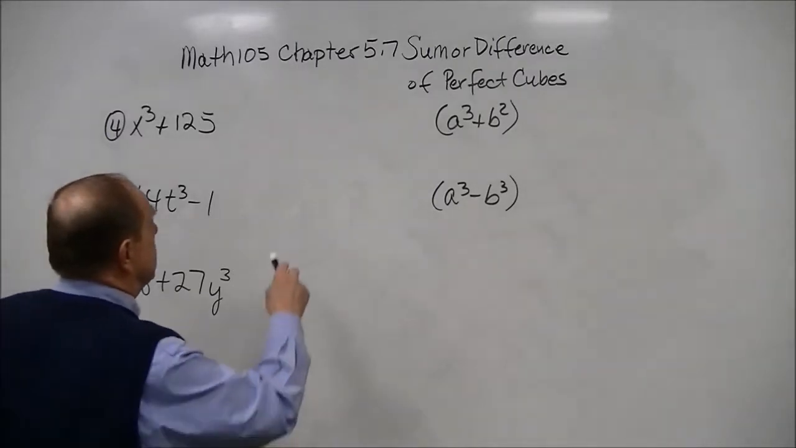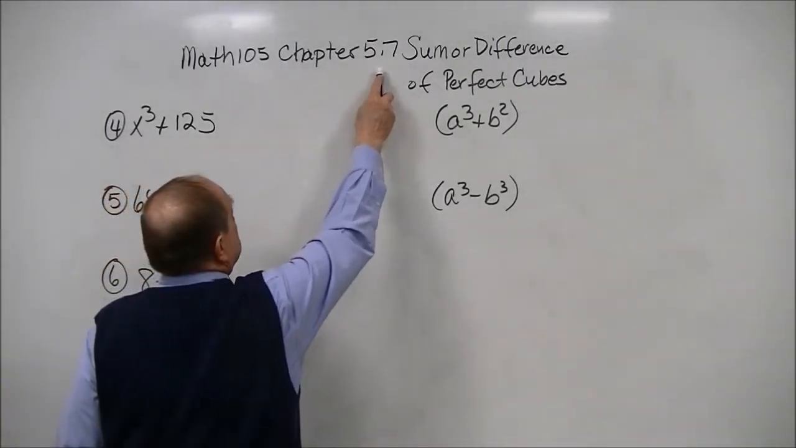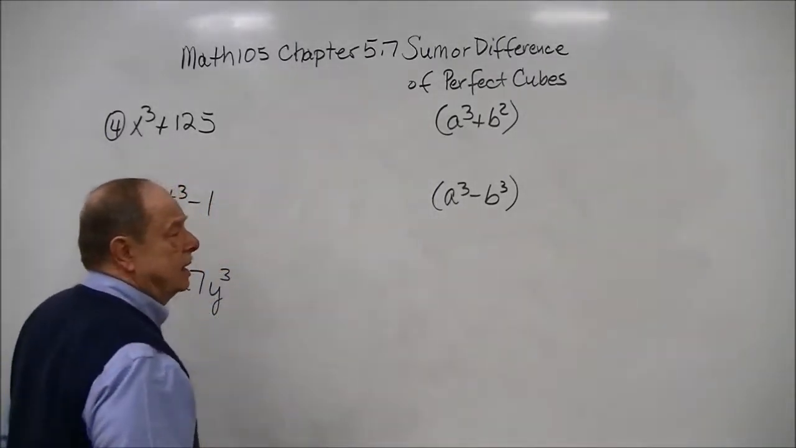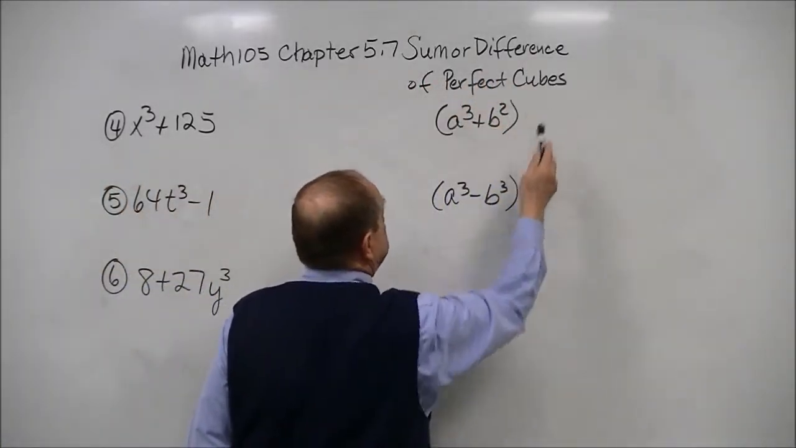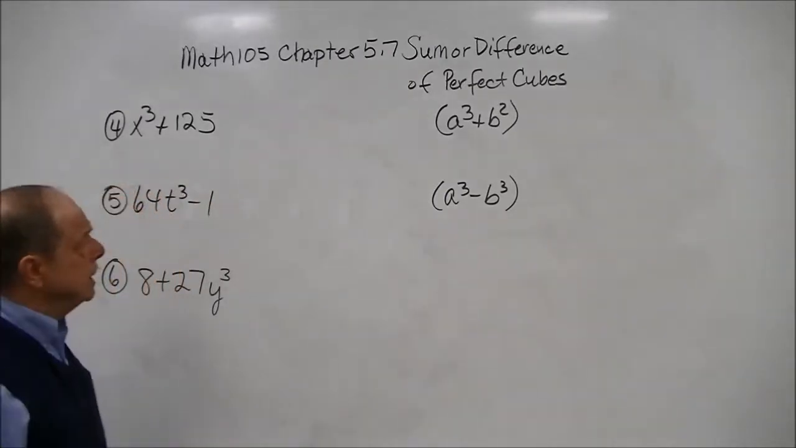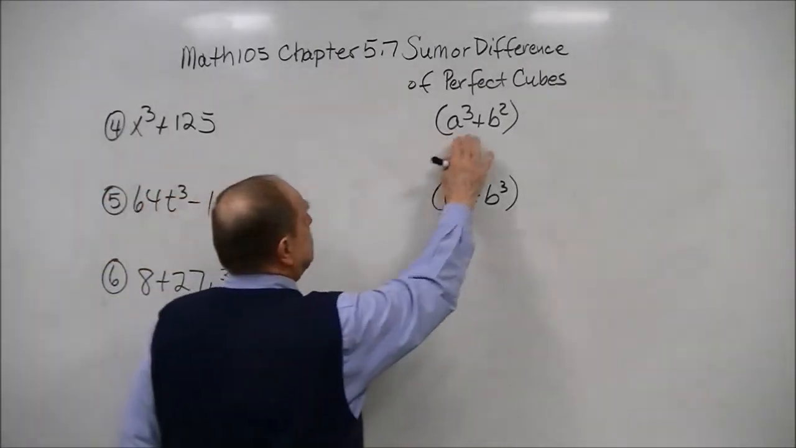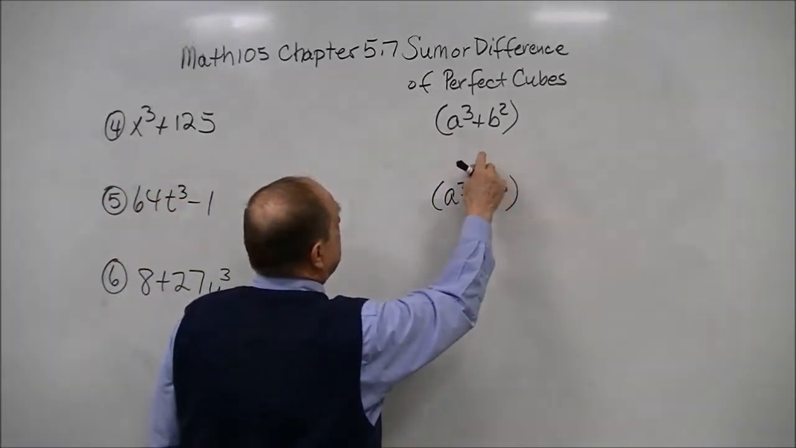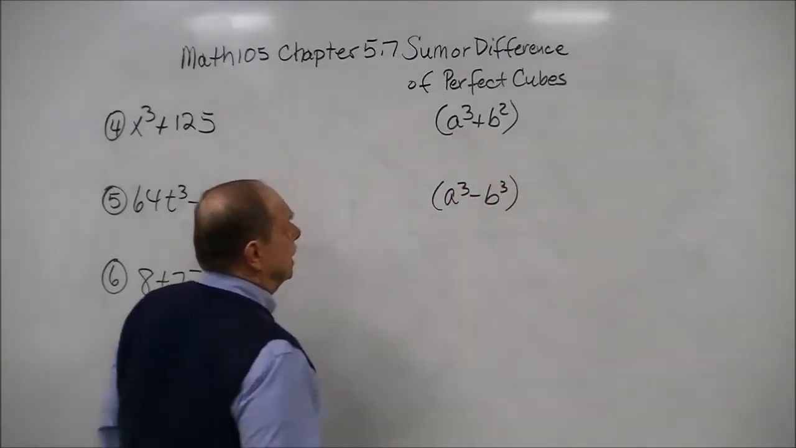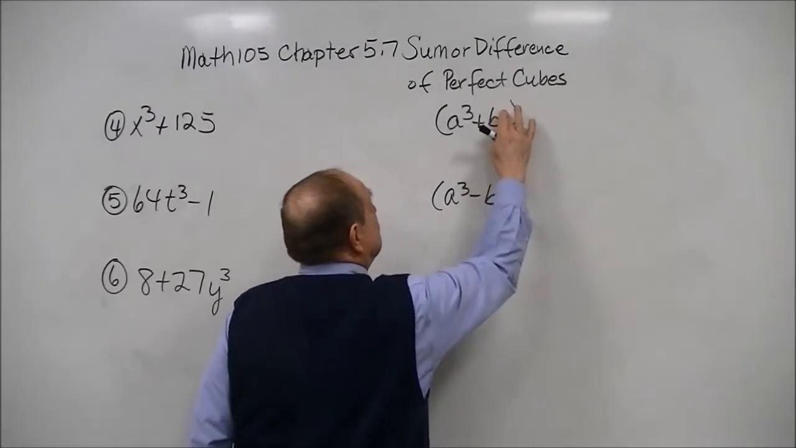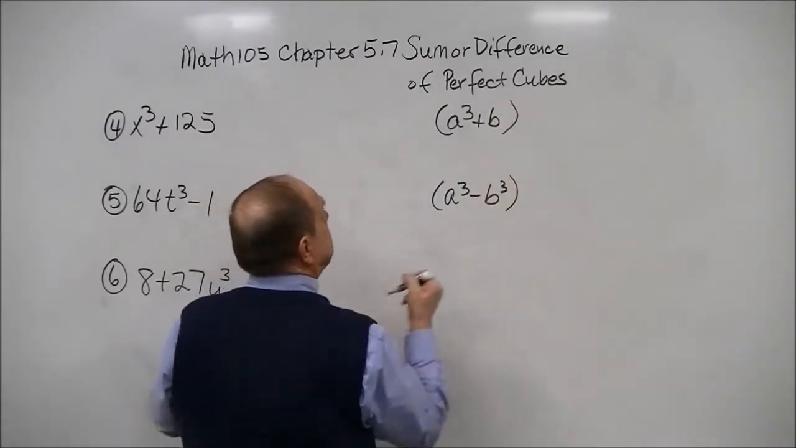Okay, we're going on now to topic 5.7, which is the sum or difference of perfect cubes. So as we look at this right here, we see this is the sum, and this is perfect cubes. I guess we had a little error there.